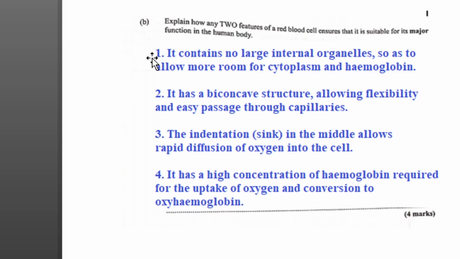So 1, it contains no large internal organelles, so it allows more room and more capacity for cytoplasm and hemoglobin. Basically, it increases its oxygen carrying capacity. 2, it has a biconcave structure. It allows it to be flexible and allows easy passage through the capillaries. 3, there's an indentation or sink in the middle that allows rapid diffusion of oxygen into the cell. And 4, it has a high concentration of hemoglobin. That's the protein required for the uptake of oxygen and the conversion to oxyhemoglobin.